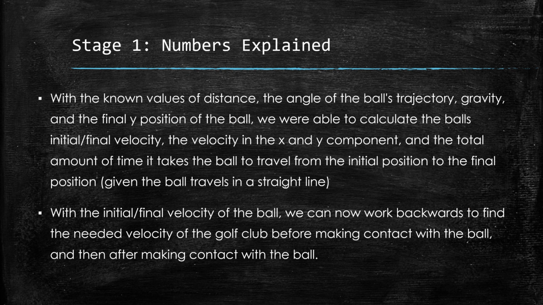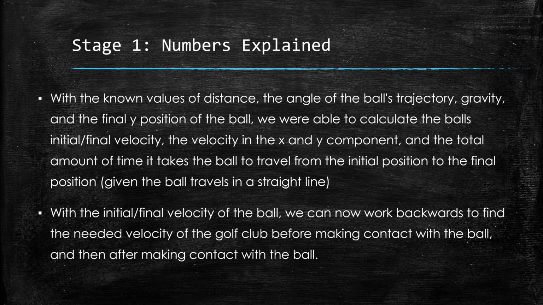How to explain the numbers that we got. Using the known values that we were given, we were able to calculate the initial and final velocity, the velocity in the x and y direction, and the total amount of time it takes for the ball to travel from the initial position to the final position, given that the ball travels on a straight line for all three clubs. With these velocities, we can now work backwards to find the needed velocity of the golf club before making contact with the ball in order to be able to achieve this velocity for the ball.